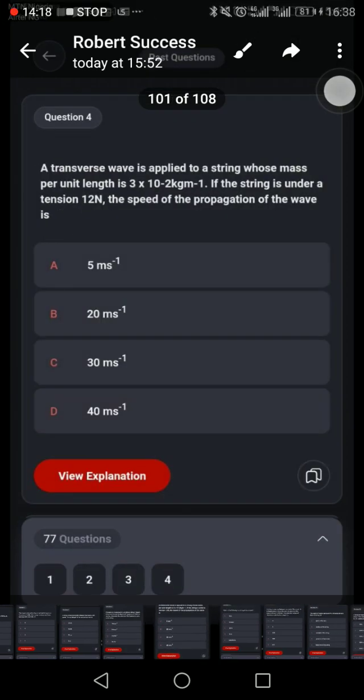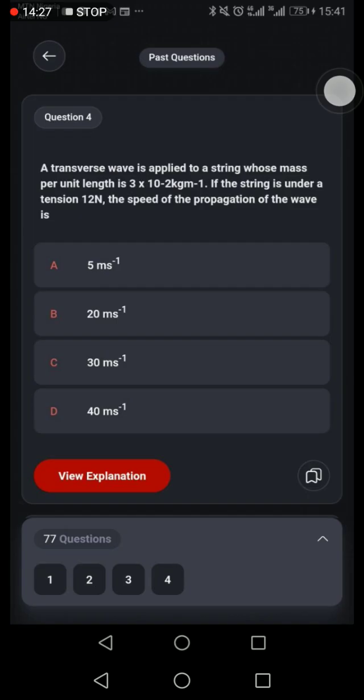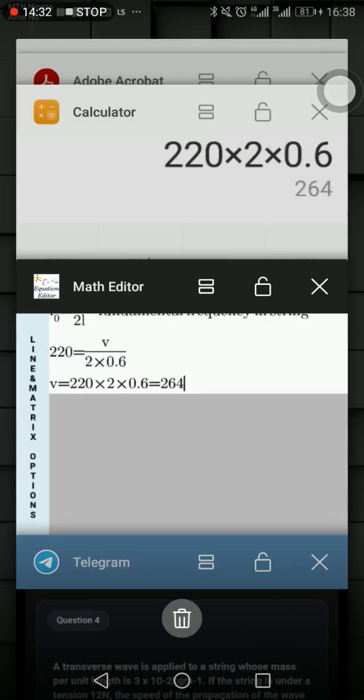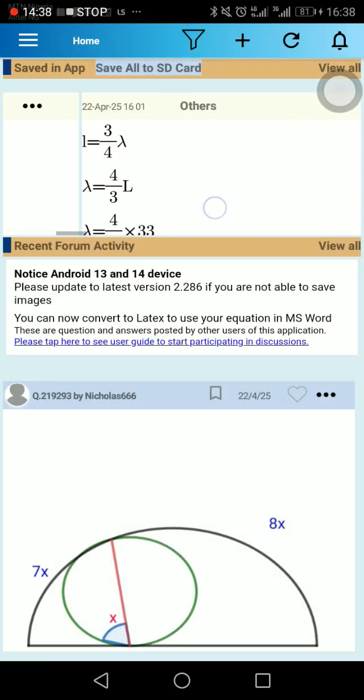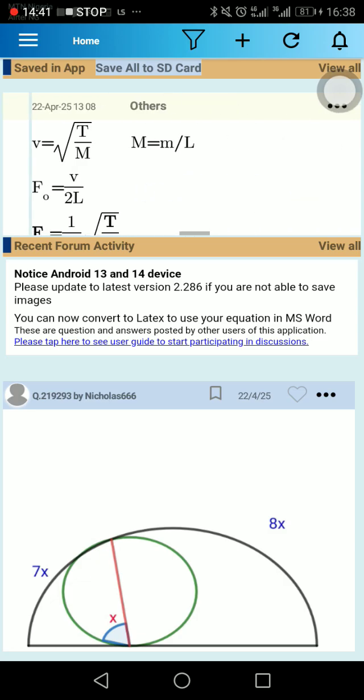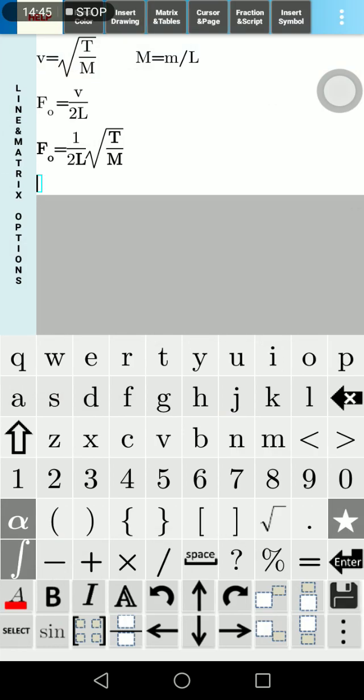A transverse wave is applied to a string whose mass per unit length is this. If the string is under a tension of 12 Newton, the speed of the propagation of the wave is... Now let me show you the formula I'm using. Yes, this is it here. So V equal to square root of T over M is the formula for velocity, and that M, we call it mass per unit length.